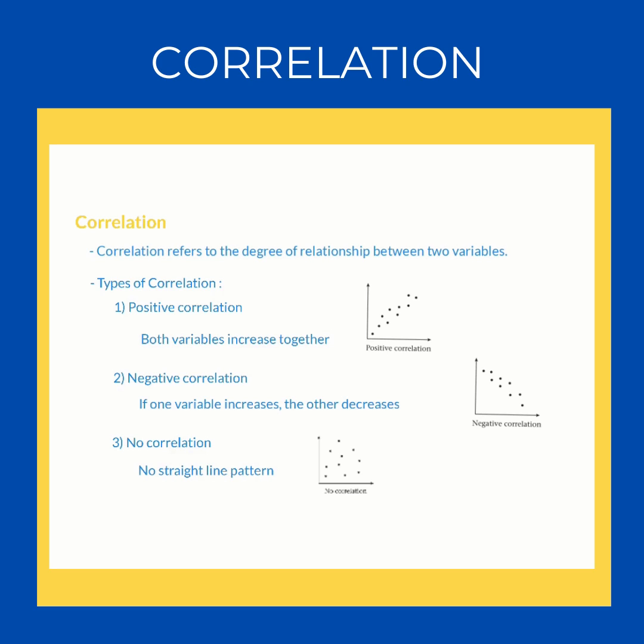The final type is no correlation. So no straight line pattern can be seen. In this diagram, if we look at the points, we may see that these points are randomly scattered, so no straight line pattern can be recognized. So both variables are not correlated.